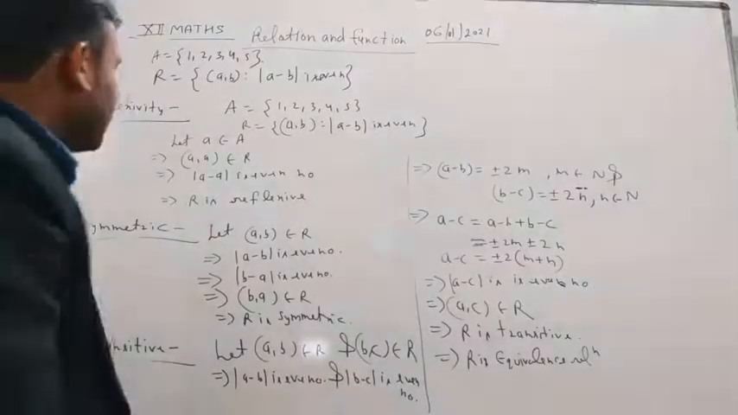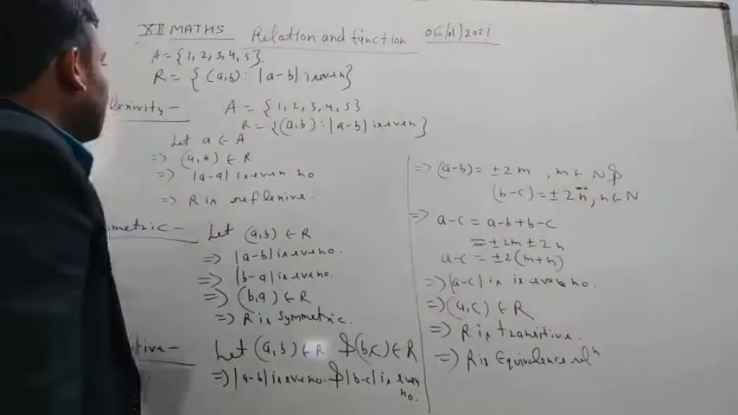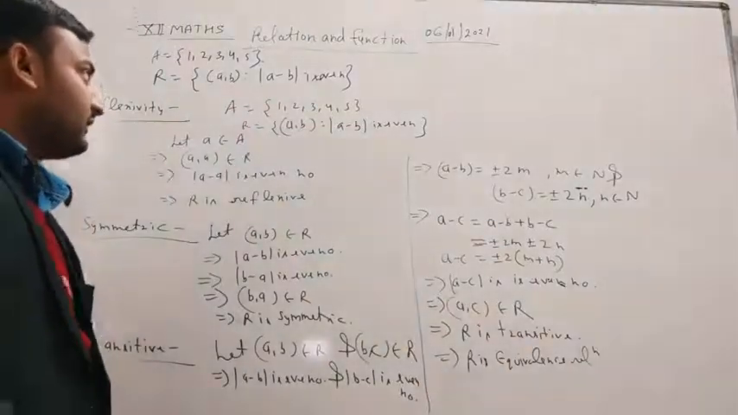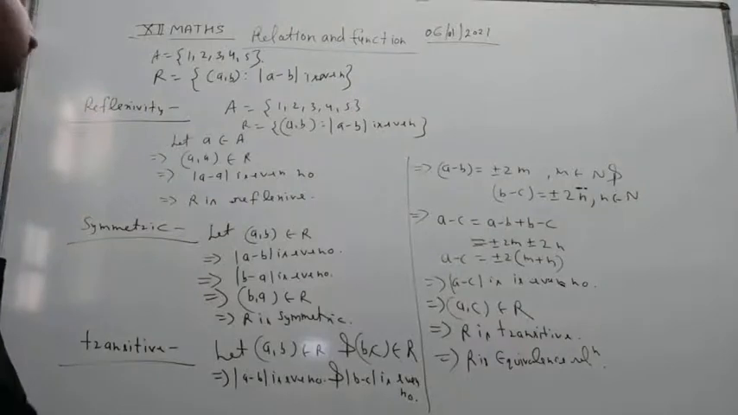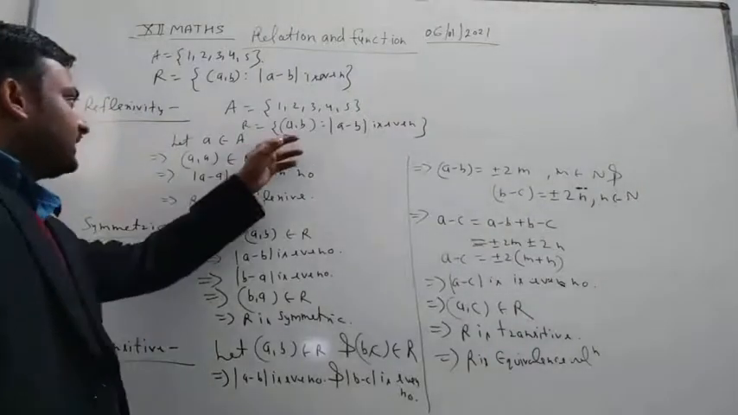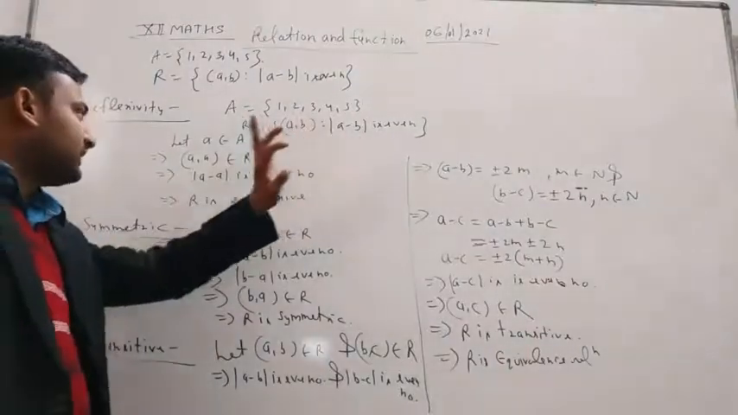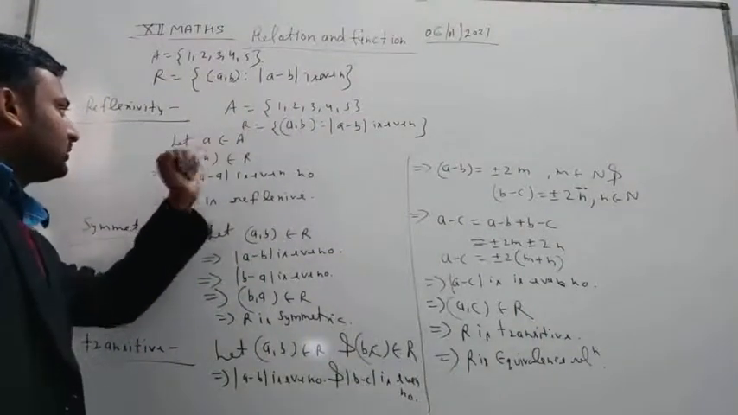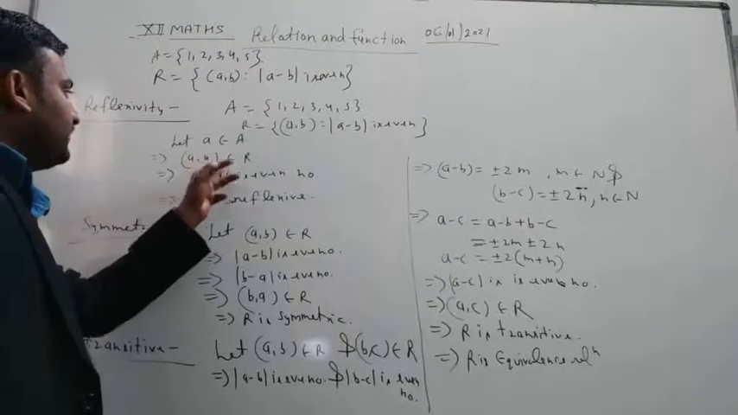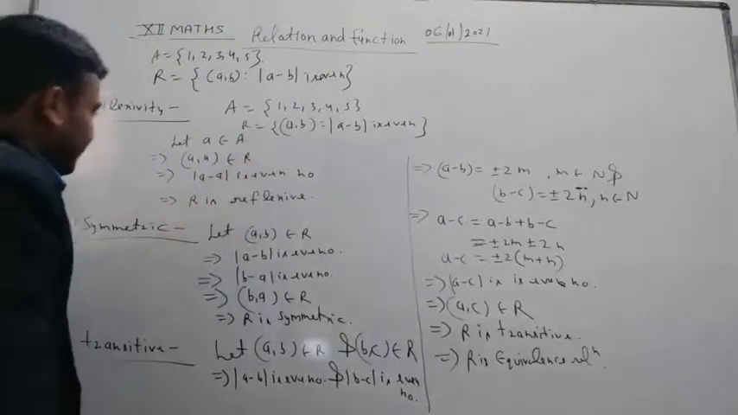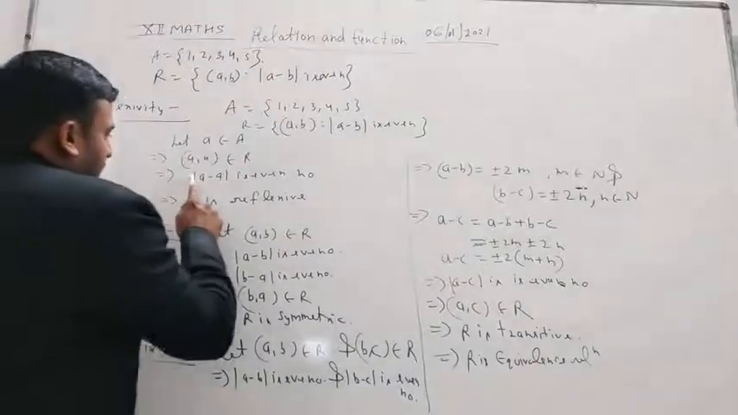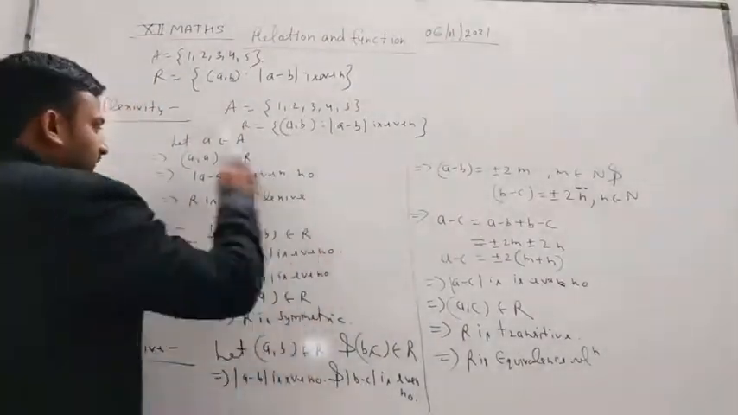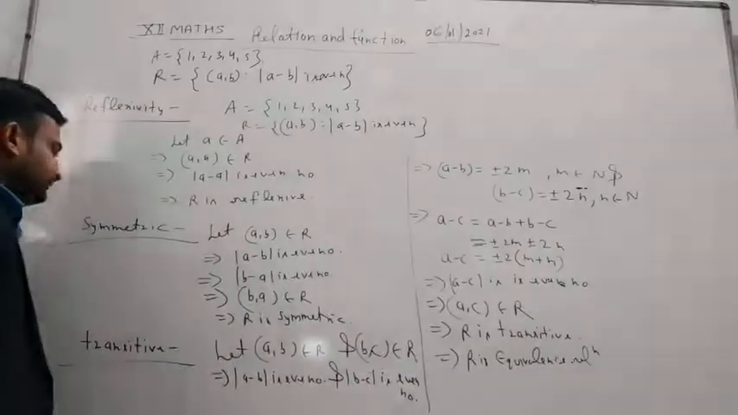Look once again, student. This is our set, and the relation is R = {(a, b) such that a minus b is an even number}. So for reflexivity, let a belong to A. So (a, a) belongs to R. This implies a minus a is an even number, and a minus a is 0. So we can say that R is reflexive.